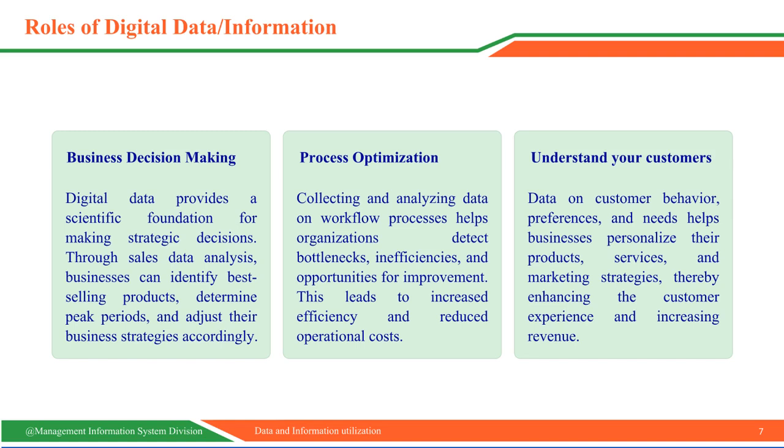Optimizing processes. Collecting data on production or operations helps companies detect bottlenecks and waste. For instance, a logistics company analyzing delivery data might discover that a route frequently experiences delays due to traffic congestion, prompting them to adjust the route to reduce costs and improve efficiency.